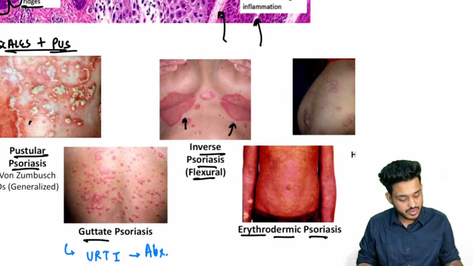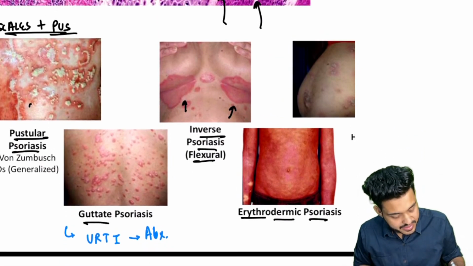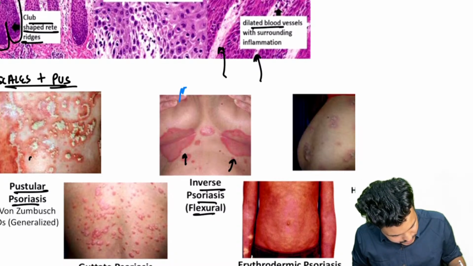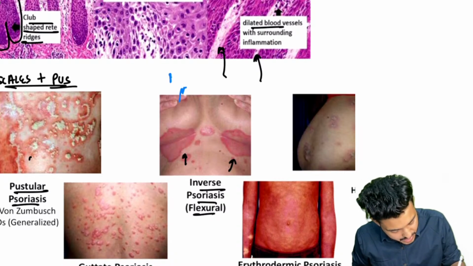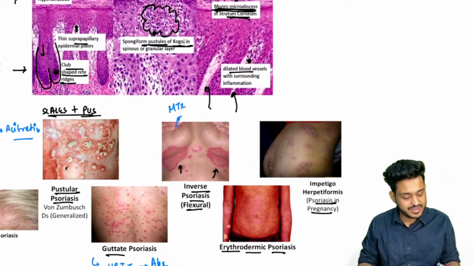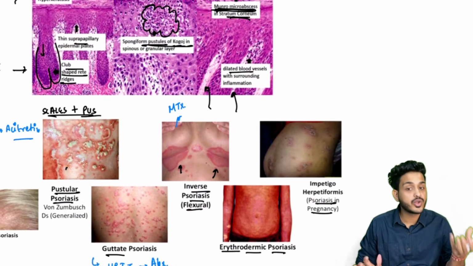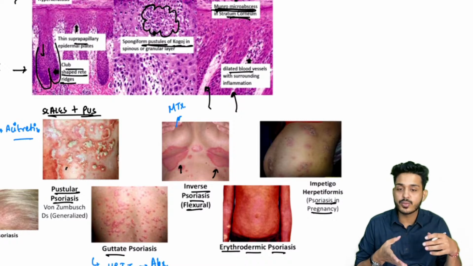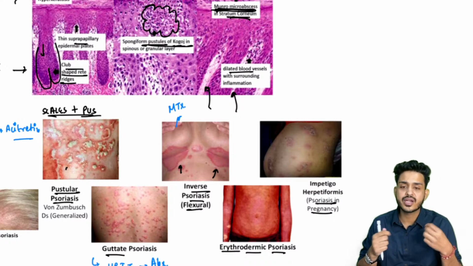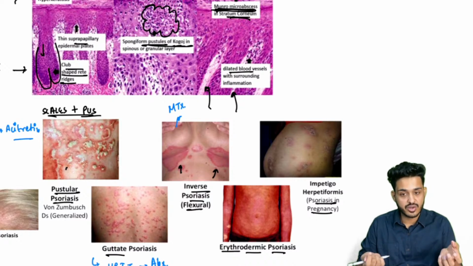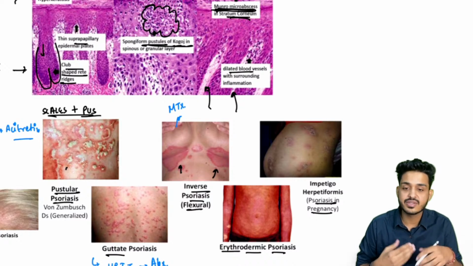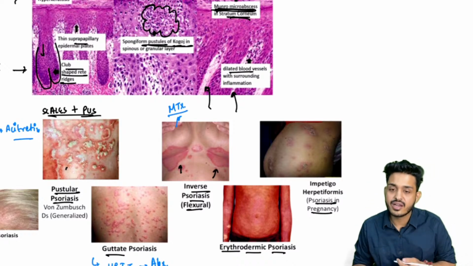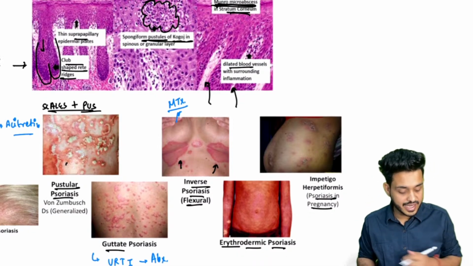Okay, inverse psoriasis, this one is your flexural psoriasis. For this one we can use a drug that is methotrexate. Generally these are your autoimmune conditions guys. Psoriasis is an autoimmune condition, so how we try to treat it, we will try to give steroids first. Okay, in mild cases we will try mild steroids. Okay, but if there is no relief, then we can add methotrexate.